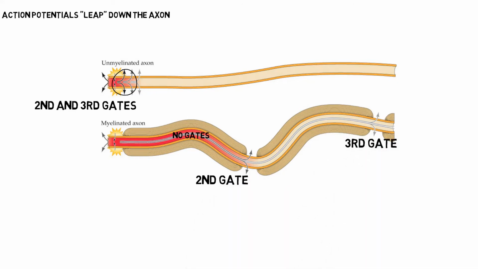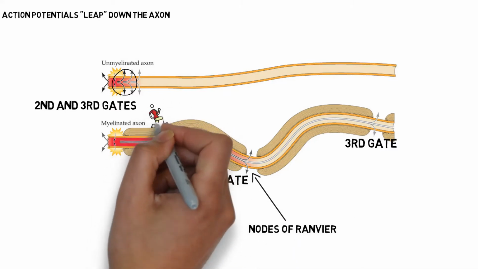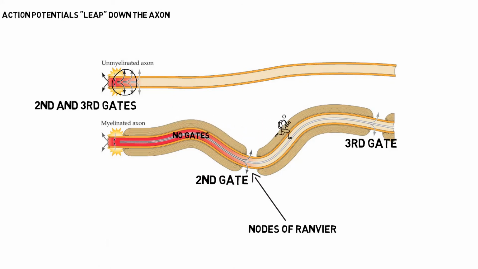These gates only occur at gaps in the myelin, called the nodes of Ranvier. By leaping to the next node, the signal travels much faster on the myelinated axons compared to the unmyelinated ones.